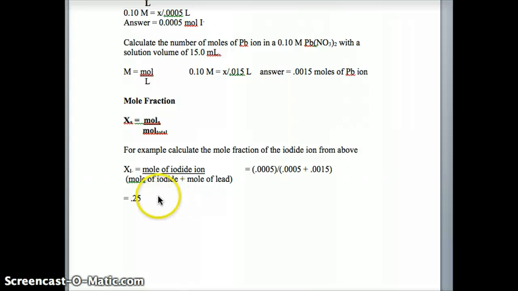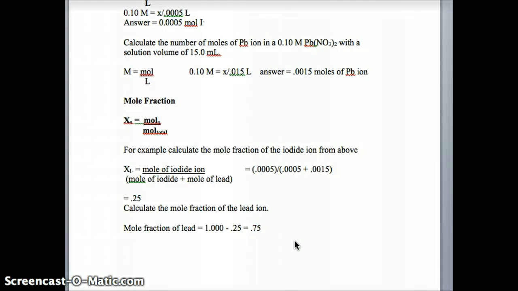Now pause the video, and I want you to calculate the mole fraction of the lead ion. For the calculation of the mole fraction of the lead ion, we could do the same setup, and that means putting the moles of the lead ion over mole total. Or because we only have two ions, and they both have to add up to 1, all we have to do is take 1 minus the mole fraction of the iodide ion, and we get 0.75.